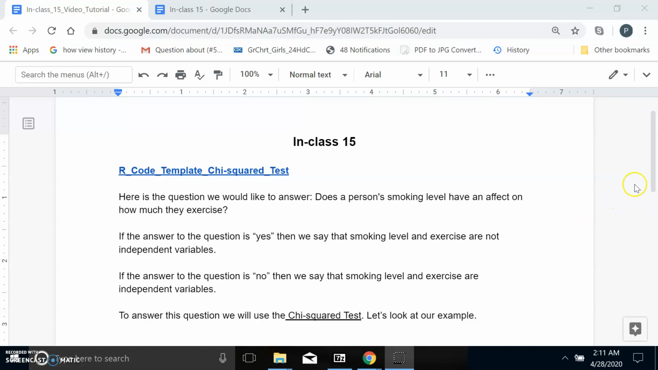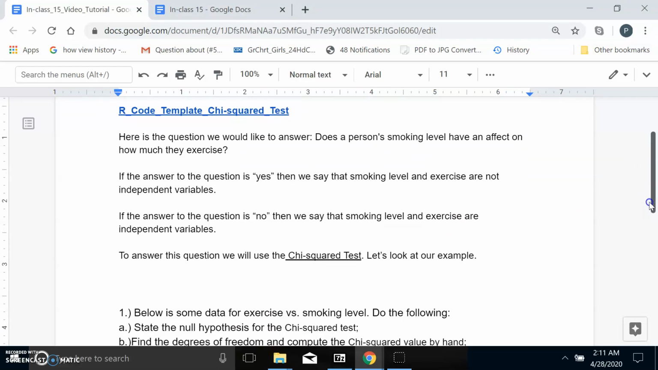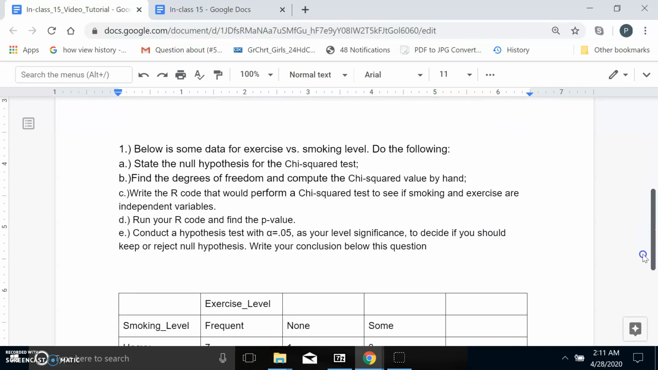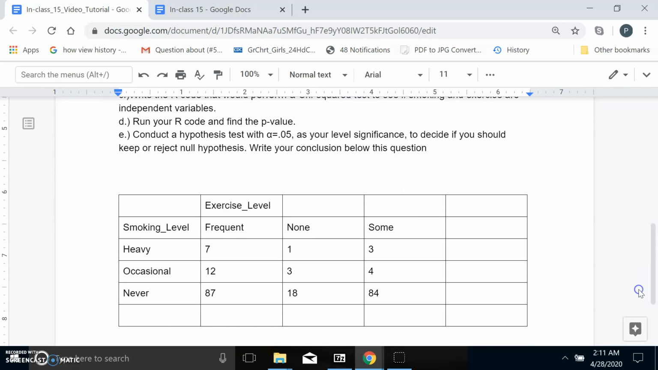So let's look at our example here. So we have to answer some questions. So here's our data. So we have smoking level and exercise level. So we have heavy smoking, occasional smoker, never smoker, and then we have exercise levels, frequent, none, some. So we have to decide whether exercise level and smoking level are independent.